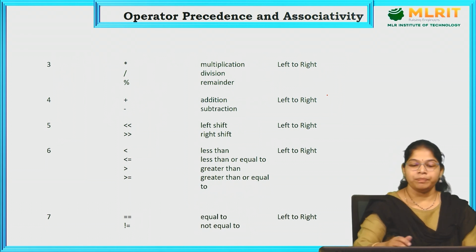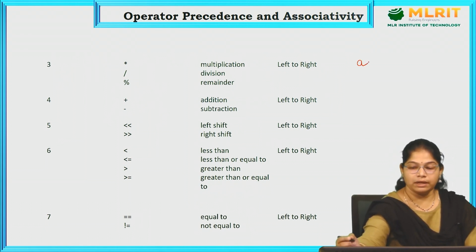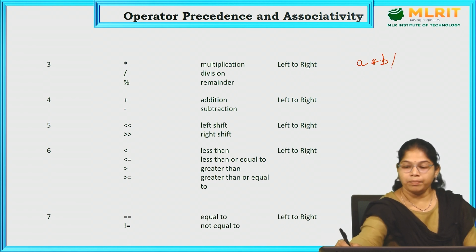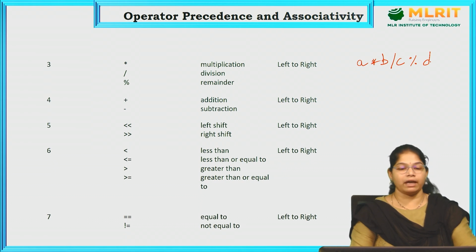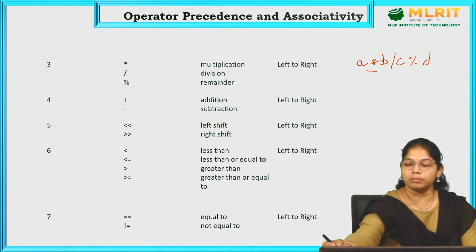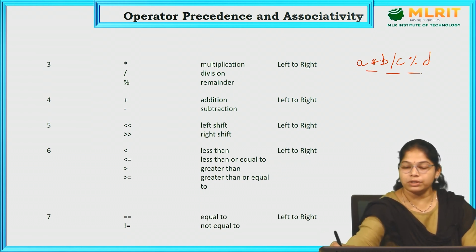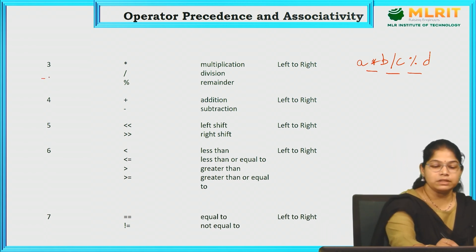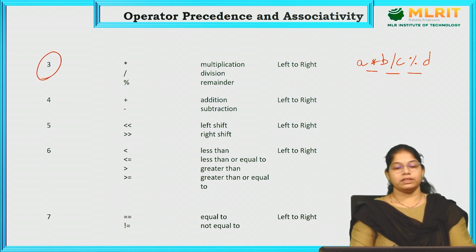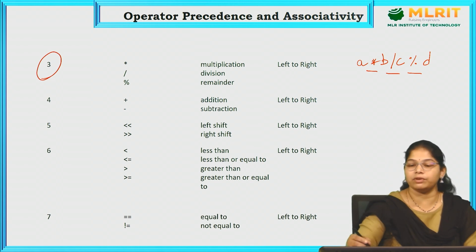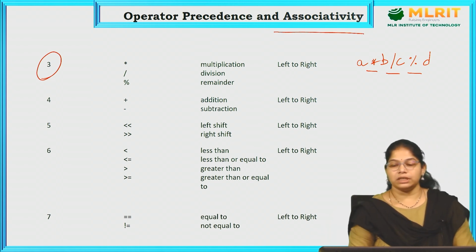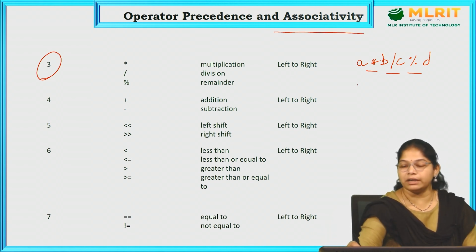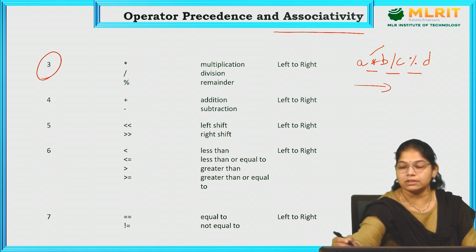For example, consider an expression A * B / C % D. This is the expression in which we have the multiplication operator, division operator and modulus operator. If you observe, all three operators have the same precedence. In that case, we have to use associativity. Associativity is from left to right. First multiplication is evaluated, then division, then modulus.